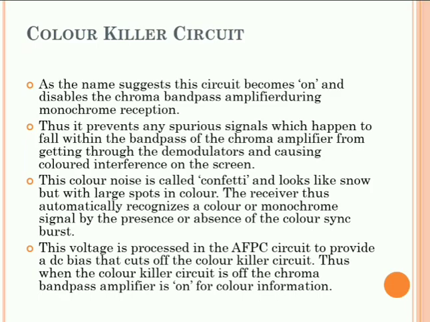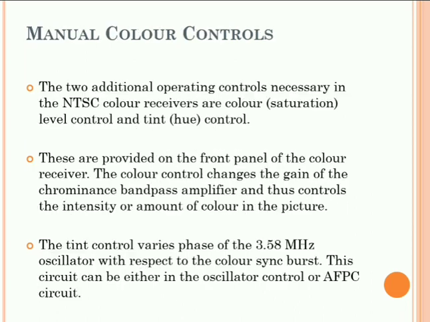Okay, getting the meaning of this color killer circuit. Why are we using it? For disabling the chroma bandpass amplifier, not exactly removing it, but disabling that particular circuit, we are using the color killer circuit. Now next is manual color controls. How we can control the colors of that particular receiver manually is given here. The two additional operating controls necessary in NTSC color receivers are color, that is the saturation level control, and tint, that is the hue control.